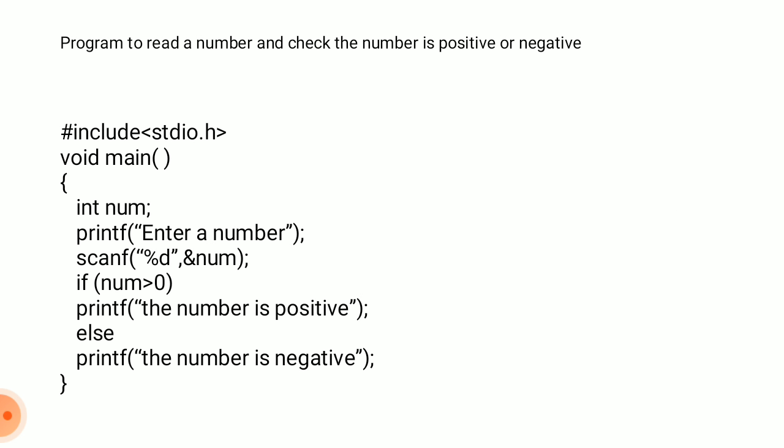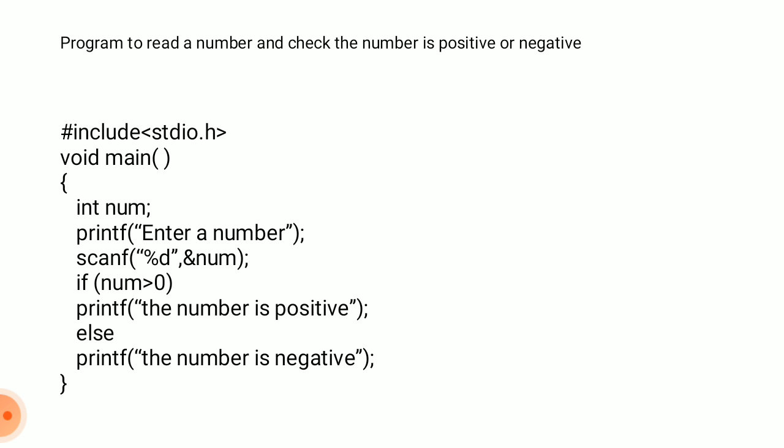Now, another program: read a number and check whether the number is positive or negative. How do you identify whether a number is positive or negative? If any number is greater than 0, then that number is called a positive number. 0 is not a positive number. If a number is negative, it is not a positive number.